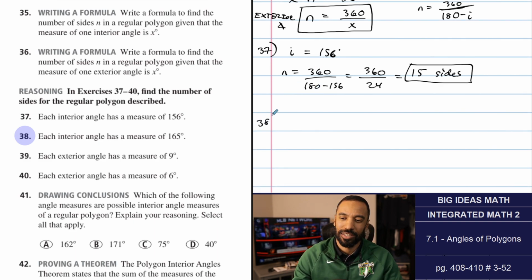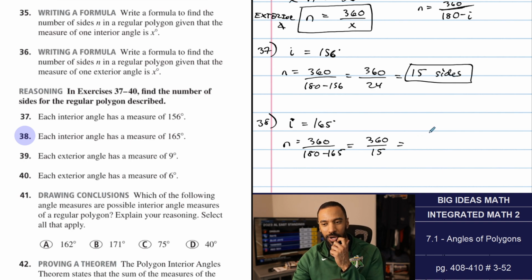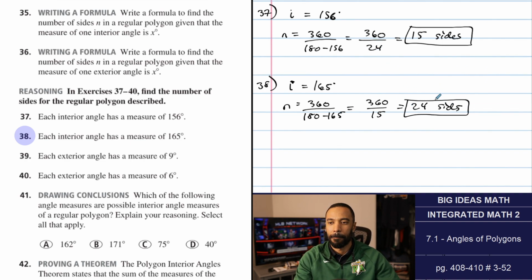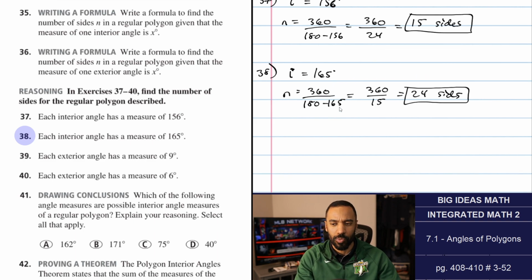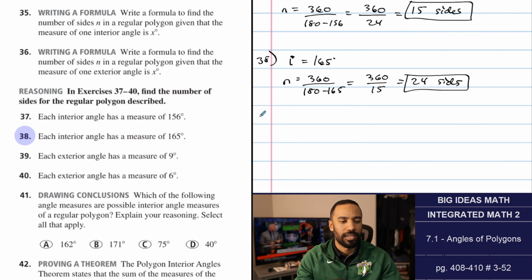Number 38. I equals 165 degrees. So now n is, oh, my I's hanging. It's kind of like the one from Chicka Chicka Boom Boom. 360 over 180 minus 165. Which is, now I would have done this kind of thing even if I didn't have this formula because, oh, is this 24? 24 sides. I would have done this way anyway. I would have said, well, the supplement is 180 minus this, and think about it in terms of E. Yeah, I would have done that for sure.